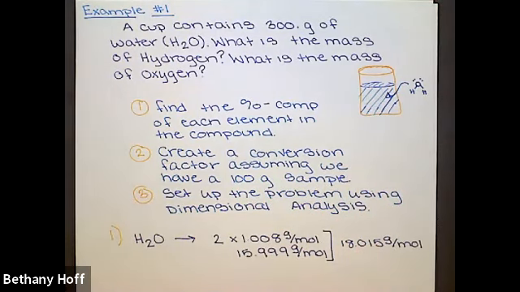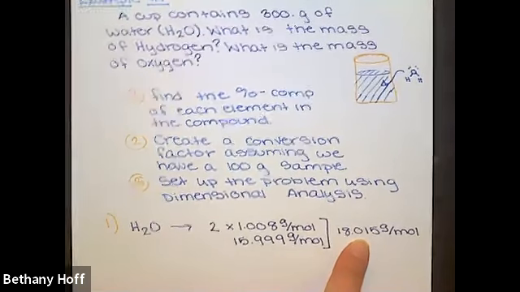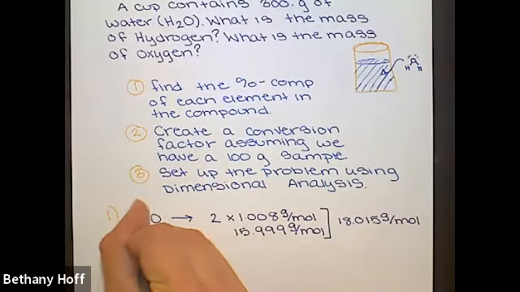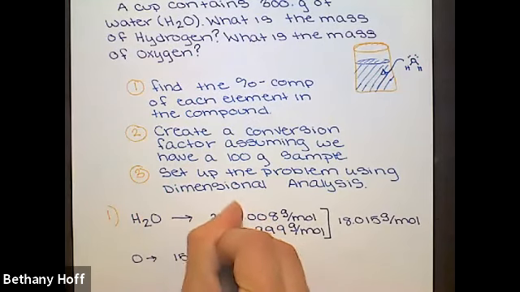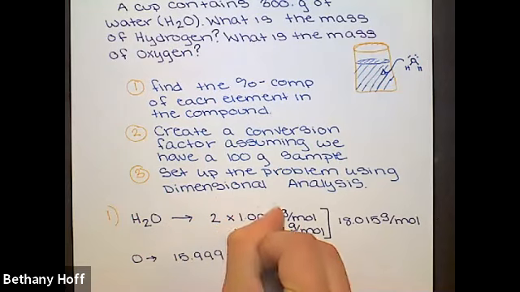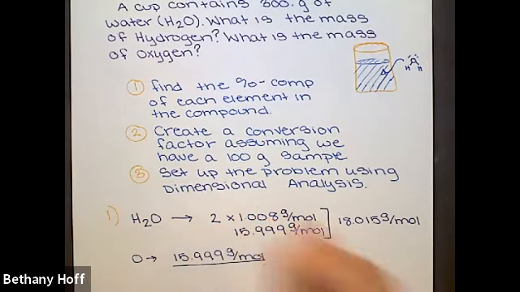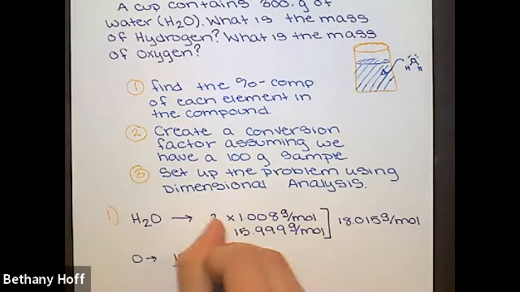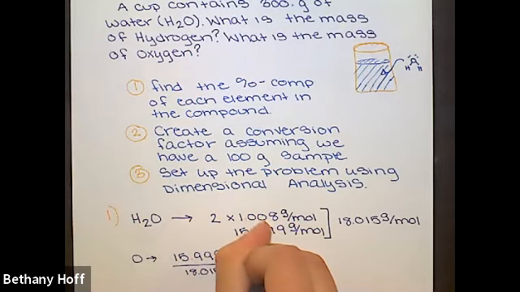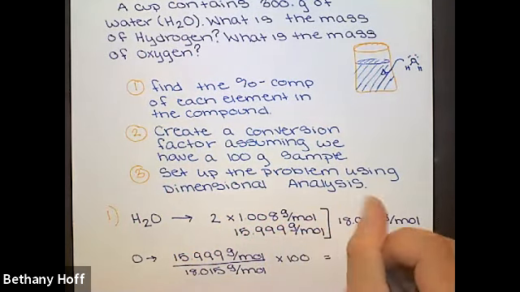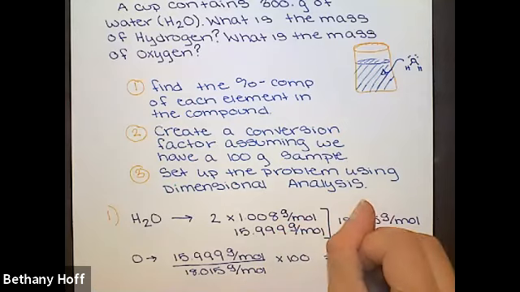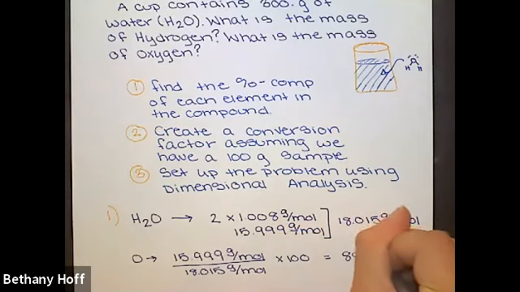Now what I'm going to do is take my individual mass of hydrogen and oxygen and divide it by my total to find my percent composition of each element. I'm going to start with my oxygen. So I'm going to take my molar mass of oxygen, which is 15.999 grams per mole, divide it by 18.015 grams per mole, and then multiply it by 100. This is going to give me 88.81%.